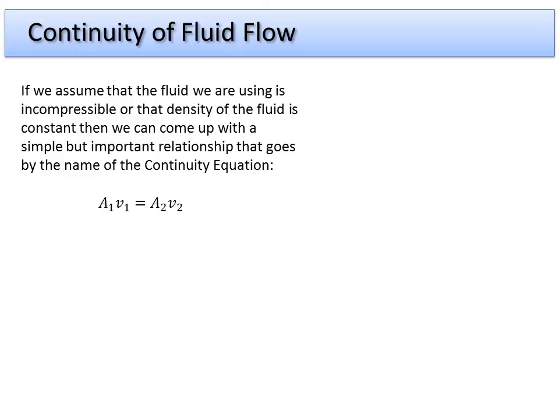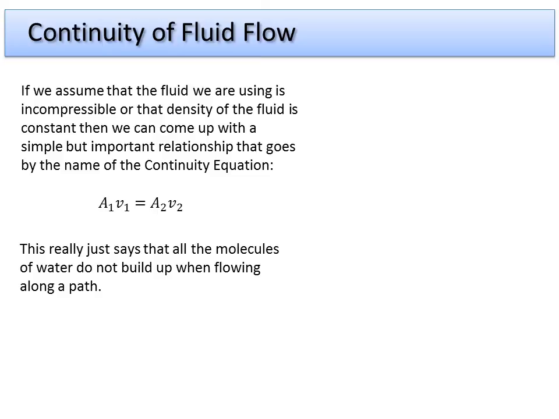But really what it says is that the area of a fluid at one point in a pipe or one point in its flow times the velocity at that point has to be equal to the area at another point times the velocity at that point. Well, this sounds a little bit complicated. It might take your head a little bit to get around it, but it's nothing more than saying that the molecules don't build up in the flow.